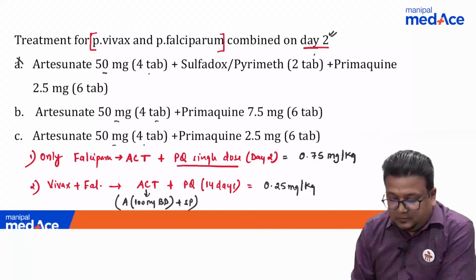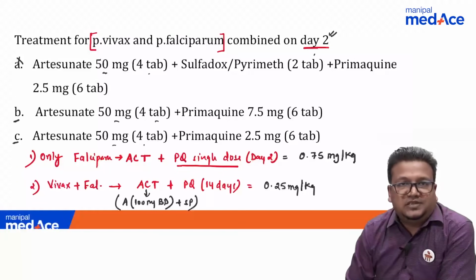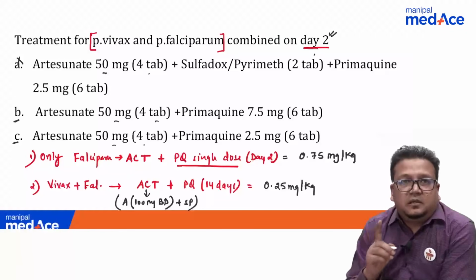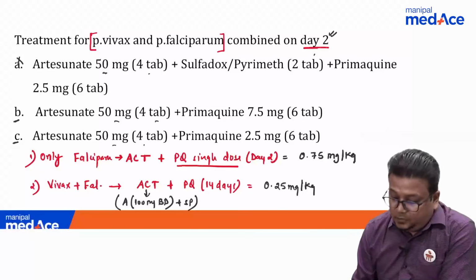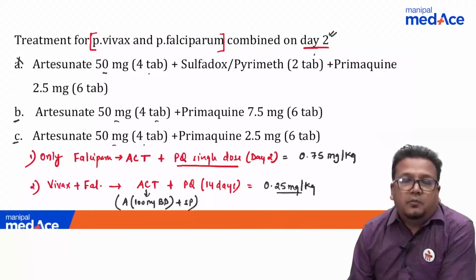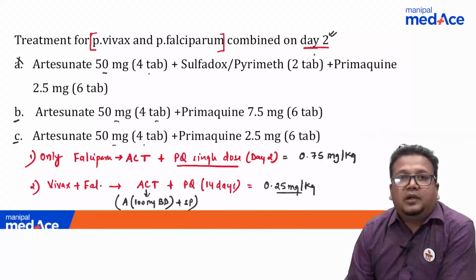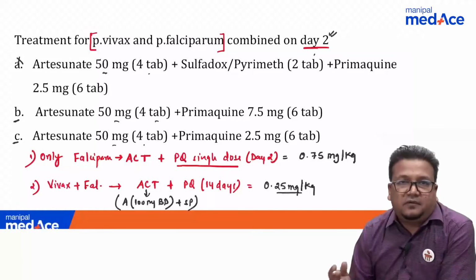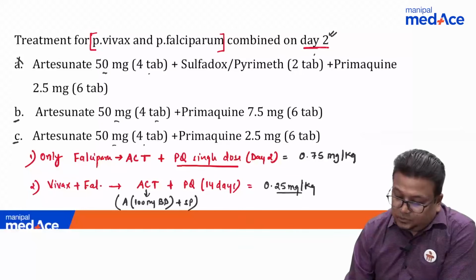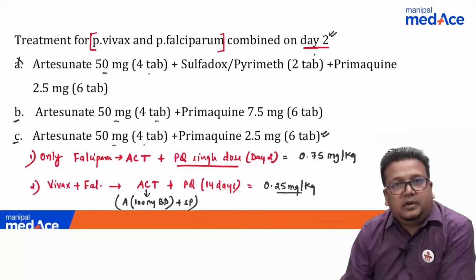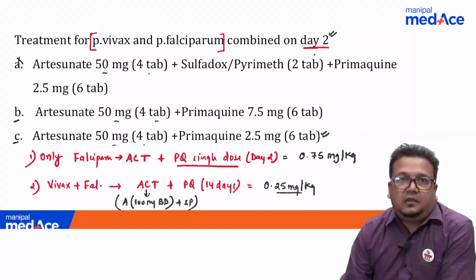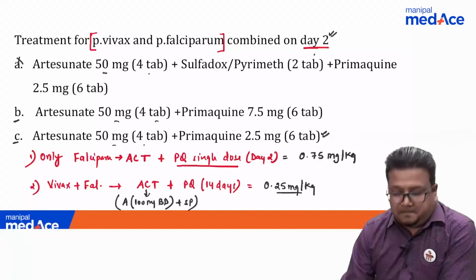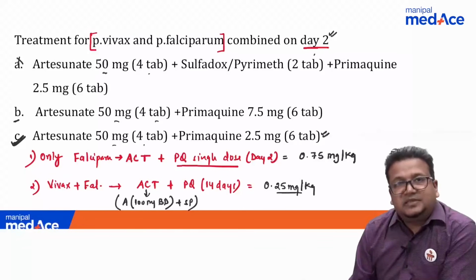Now the confusion is between option B and option C. Since it is combined vivax and falciparum, you are going to give 0.25 milligram per kg for all the 14 days. So how much will you give? If you calculate for a 50 kg patient, it will be approximately 15 milligram for 50 to 60 kg. So 2.5 milligram, 6 tablets, that is 15 milligram per day for an average patient of 60 kg. So that is the answer. Option C is the answer.